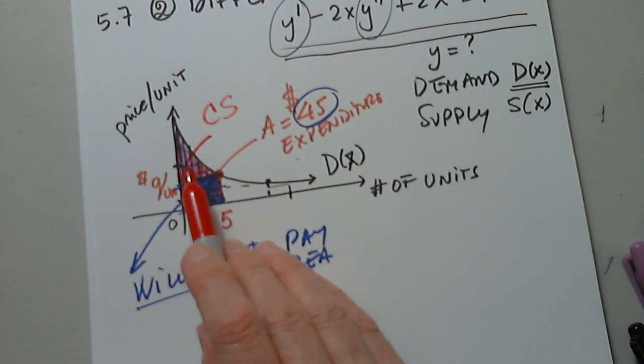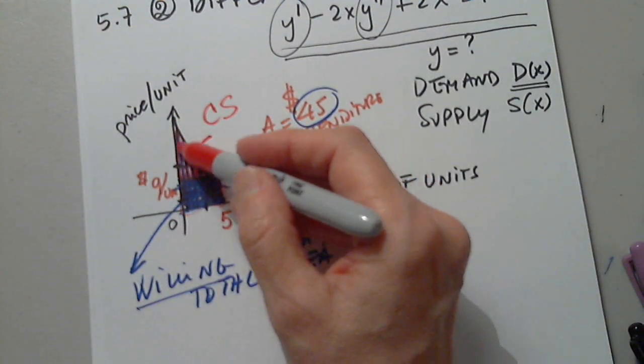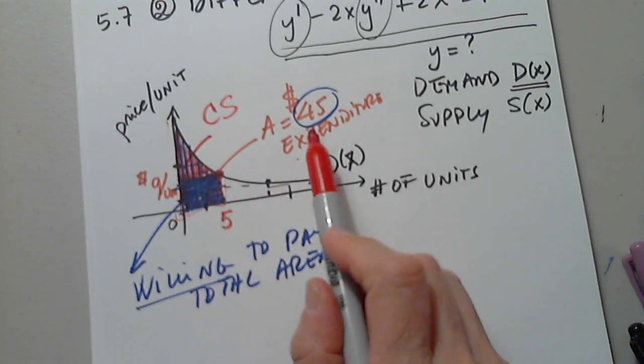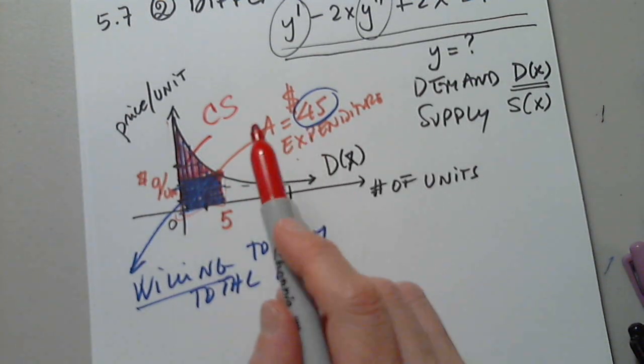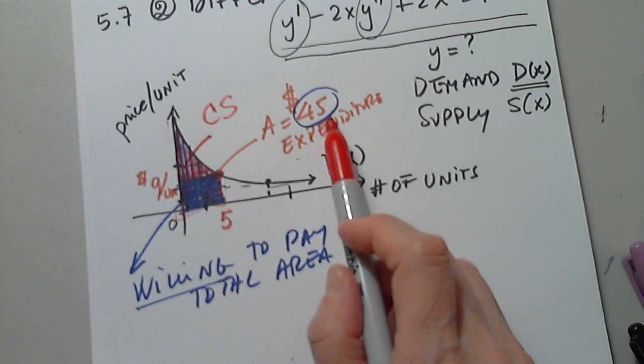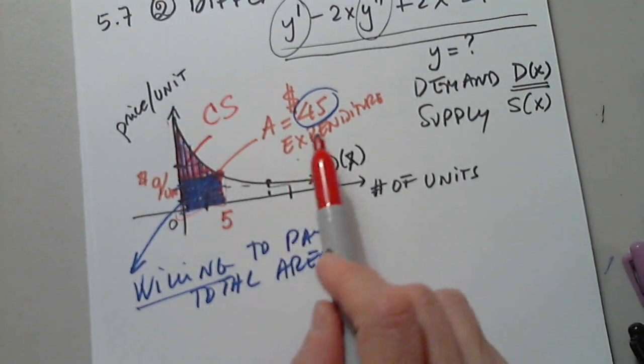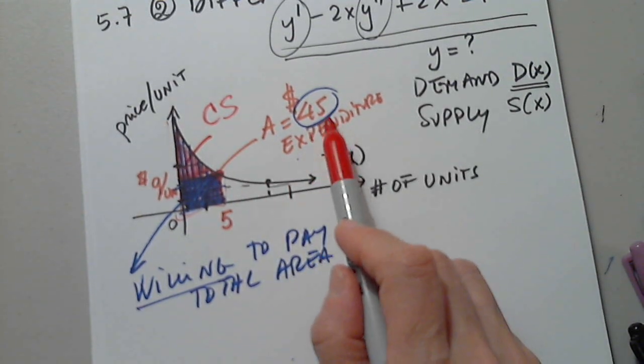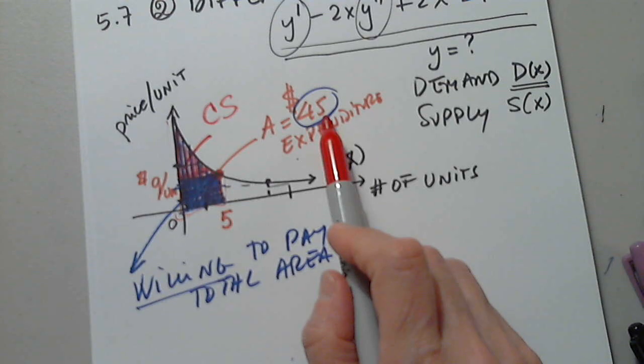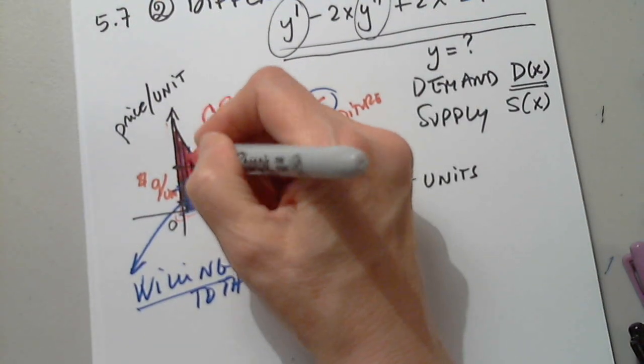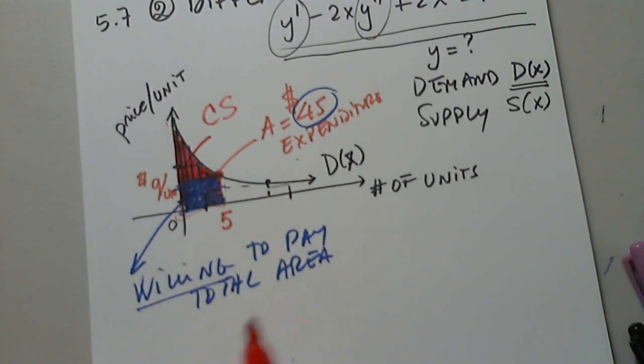We're not paying for it. We are willing to pay for this entire area, but we are actually paying only 45. So this is our surplus. We're paying 45, but actually we're getting more for our $45. How much more? This area, in US dollars.